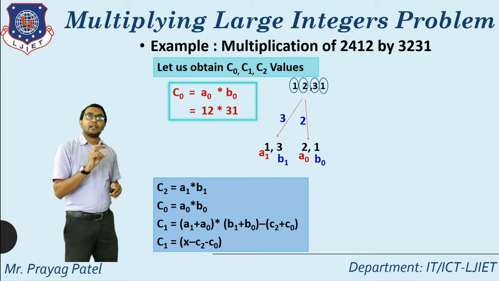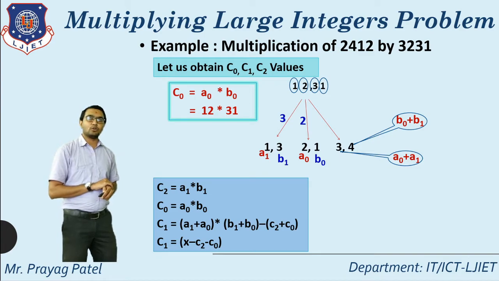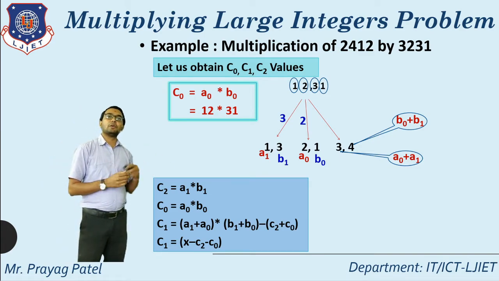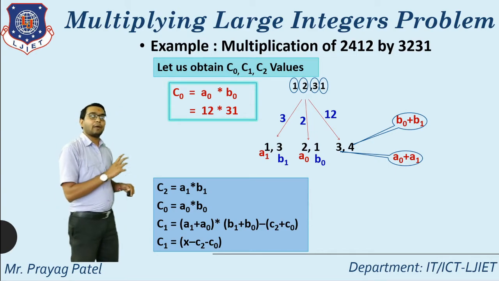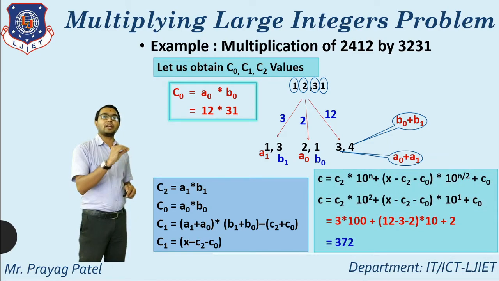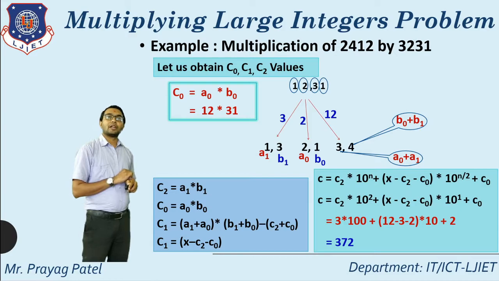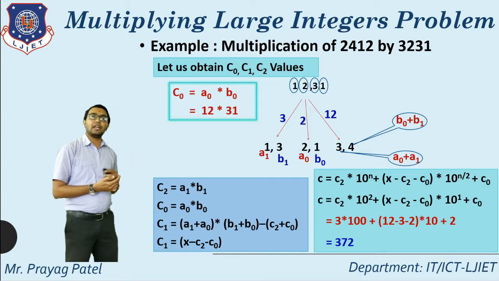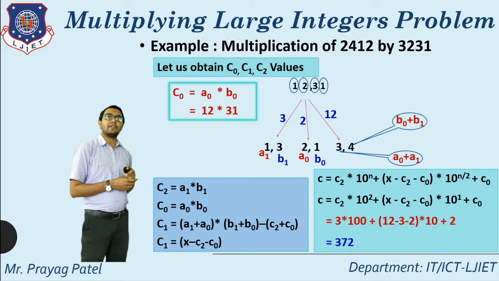Now the third one is A0 plus A1 and B0 plus B1, and the multiplication of these two numbers. Here A0 plus A1 equals 3 and B0 plus B1 equals 4. The multiplication of these two numbers equals 12. Now we will get the final answer of C. Here C equals C2 into 10 raised to n plus x minus C2 minus C0 multiplied by 10 raised to n by 2 plus C0. Considering n equal to 2, we get 3 into 100 plus 12 minus 3 minus 2 multiplied by 10 plus 2. The final answer of this equation is 372.